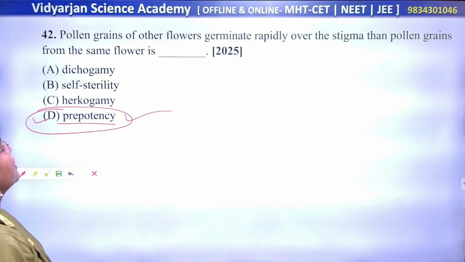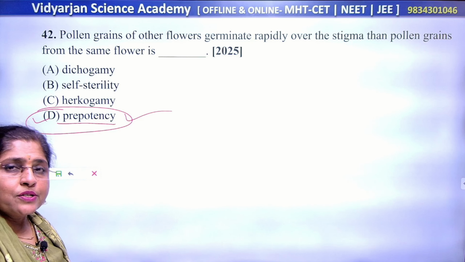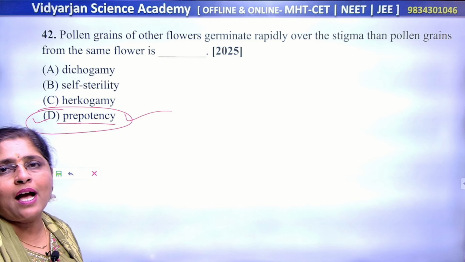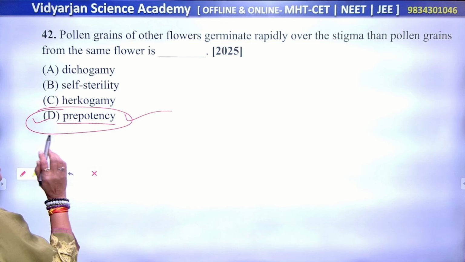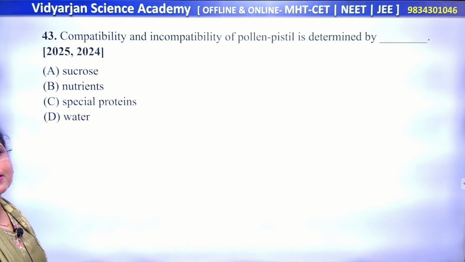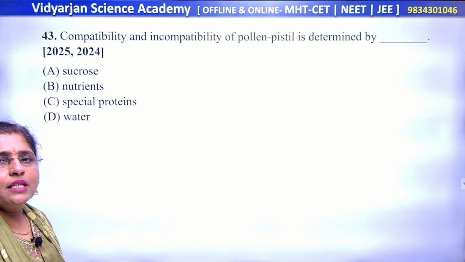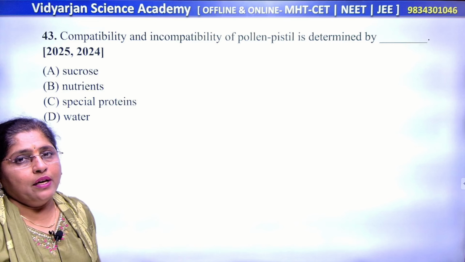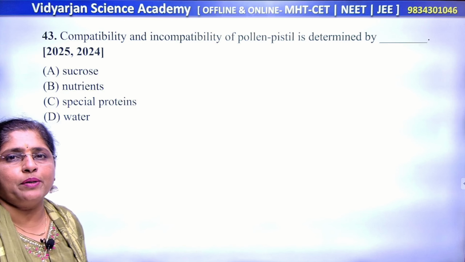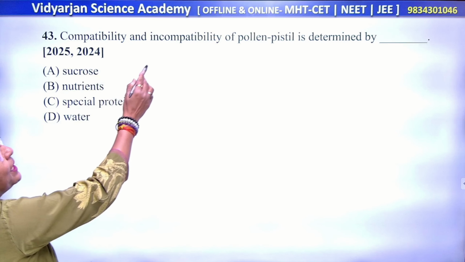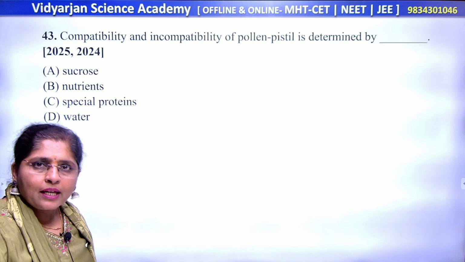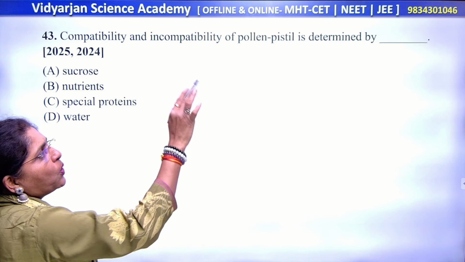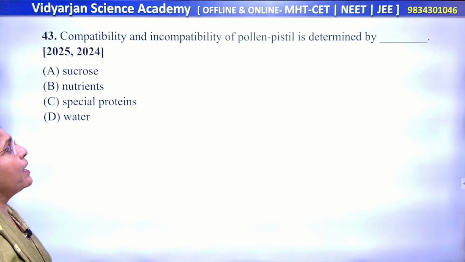Question number 42. Write down, dear students, you should write down all the answers very carefully in your notebook. So the answer for 42 is D. D is the correct answer. Next, 43. See question number 43 here. Read the question carefully. What is the statement given here? Compatibility and incompatibility of pollen-pistil interaction is determined by.